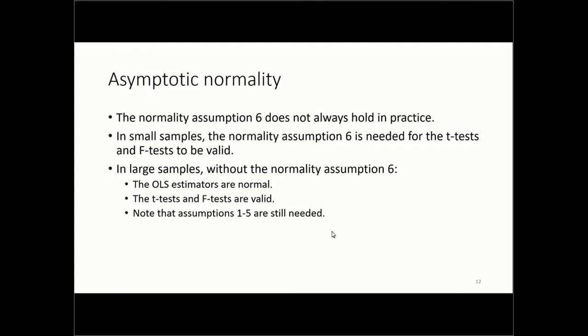So this normality assumption does not always hold in practice. We saw an example where the dependent variable is not normal. The distribution does not look normal and it fails the normality tests. So in small samples, we need this normality assumption 6 for the t-tests and F-tests to be valid. But in large samples, without the normality assumption 6, the OLS estimators will be normal and the t-tests and F-tests will be valid. Notice that we still need assumptions 1 through 5 for that.